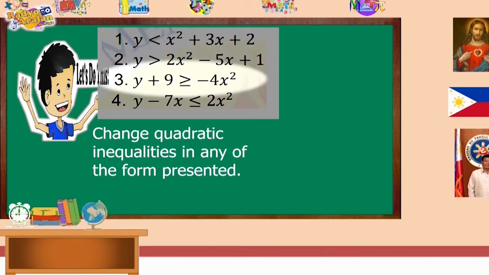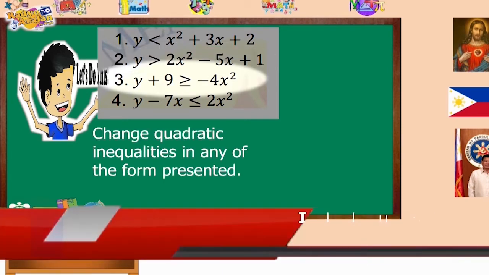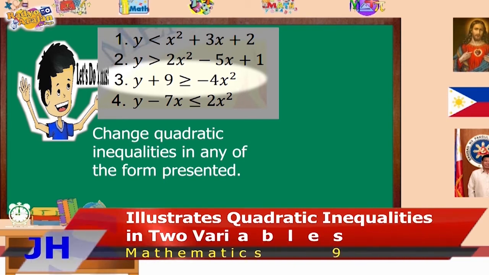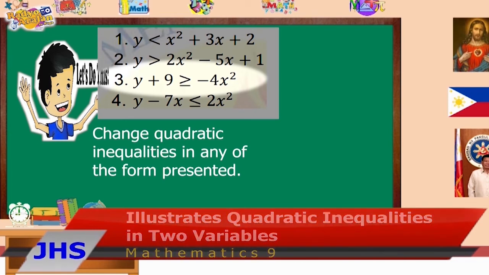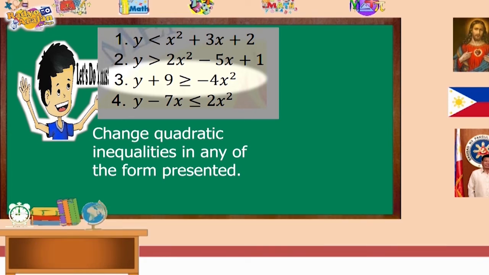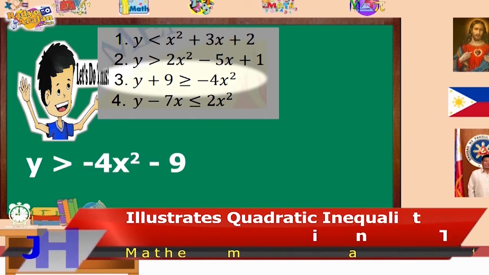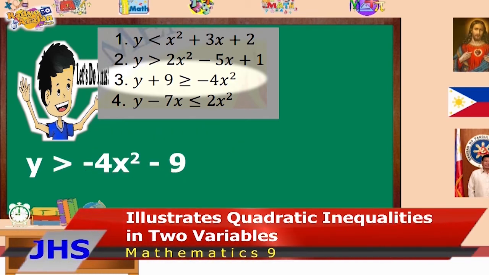Number 3. Y plus 9 is greater than or equal to negative 4x squared. Again, y plus 9 is greater than or equal to negative 4x squared. The answer is y is greater than or equal to negative 4x squared minus 9.